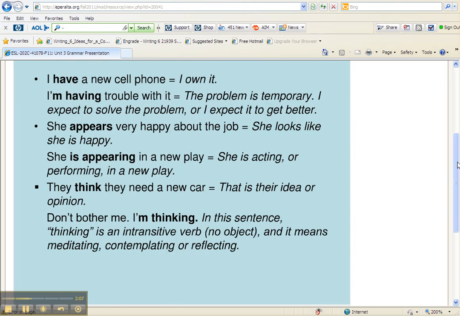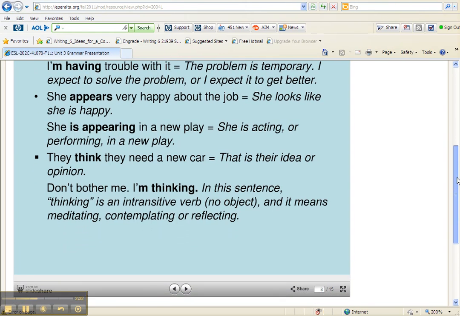She appears very happy about the job. She looks like she's happy. She's appearing in a new play means she's acting or performing in a new play. They think they need a new car. That's their idea or opinion. Don't bother me. I'm thinking. And in this case, thinking is an intransitive verb with no object, and it means meditating, contemplating, reflecting.